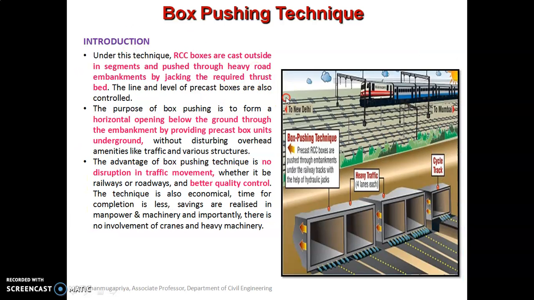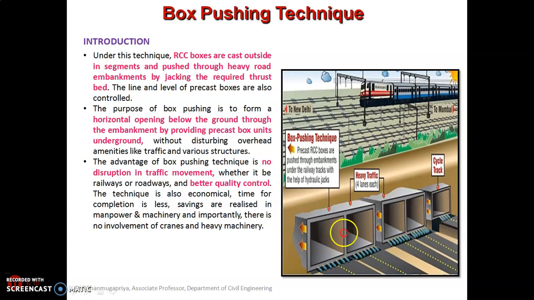So if you see what we do in this technique, like you can see in this picture, these RCC boxes which are shown here. These RCC boxes are cast outside in segments and they are pushed through the heavy road embankments or railway embankments, what you see in this picture, by jacking on the required truss bed. So in this technique, the line and the level of these precast boxes are also controlled.